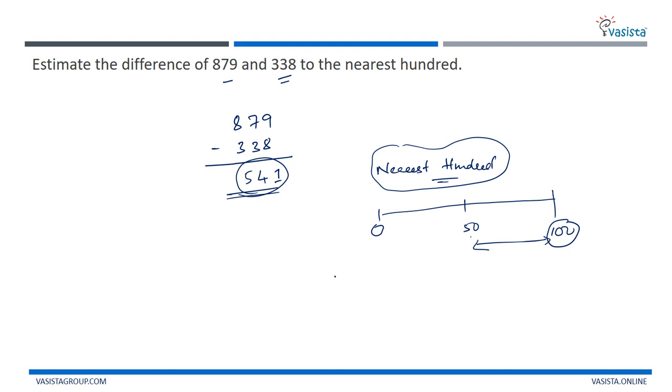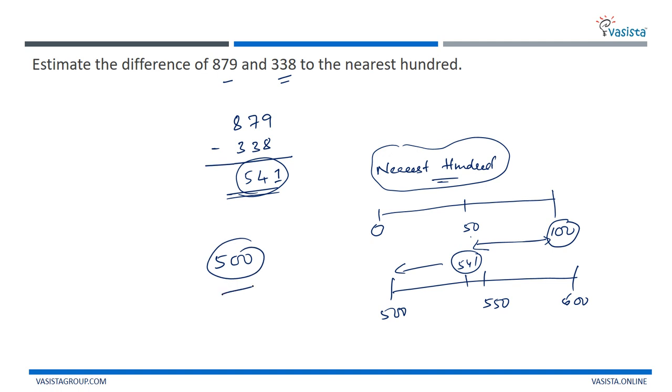So now 541 is here. Where exactly will 541 come? So this is 500, 550, as well as 600, right? So this 541 is here, right? 541. So you are supposed to estimate to 500. The answer here is 500.